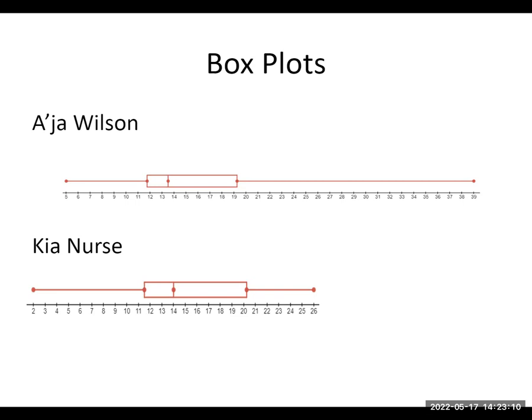So let me ask you this. Number 1, who do you want on your team now and why? Yes? I'll take Aja Wilson because her middle point data is fairly close to Kia Nurse, but her larger is almost way larger than her max, and her min is higher than her. Okay, that's one way of this.